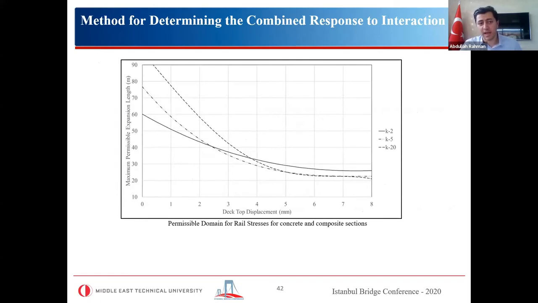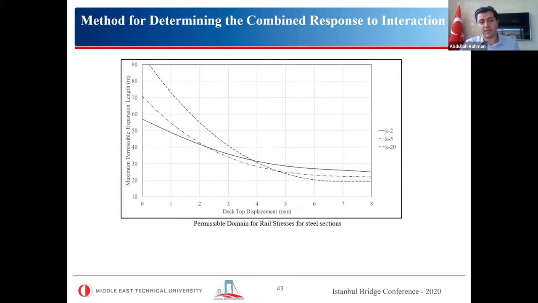Now this is what the charts actually look like, the charts in the Annex G. I will describe what these charts mean. I made them for concrete and composite sections and for steel sections. Now, what does this chart mean?